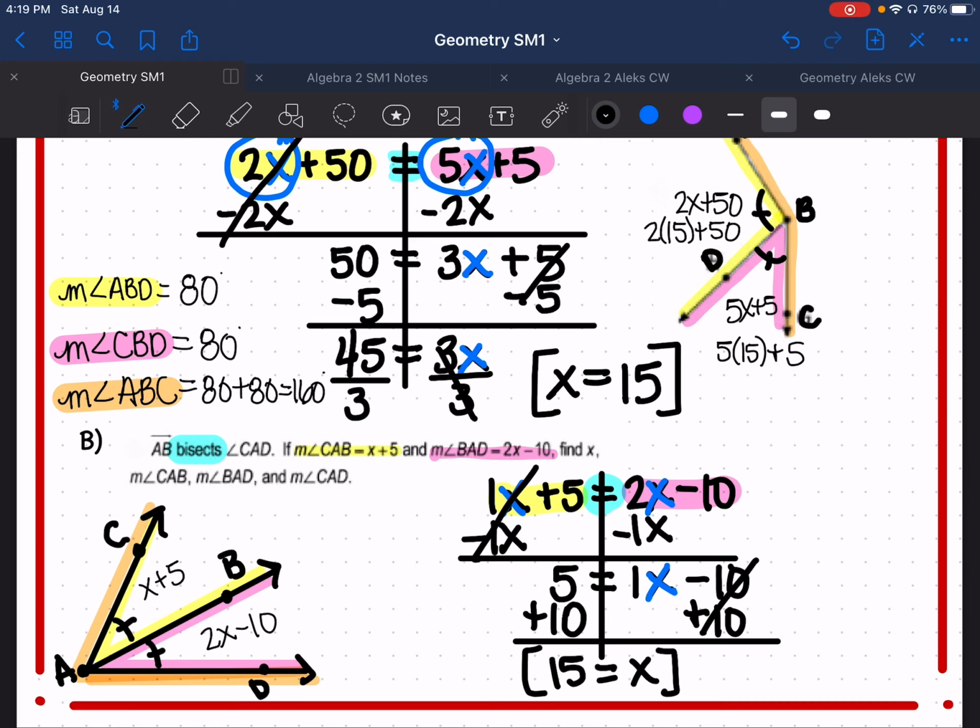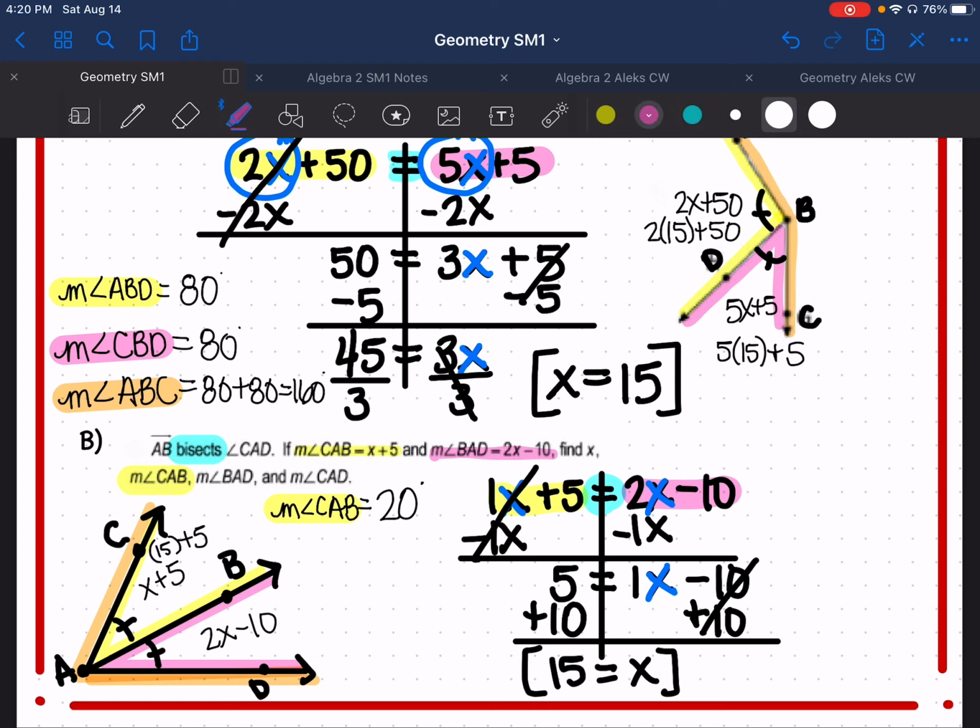Let's go ahead and plug it back in before my AirPods die. So the measure of angle CAB, this would be my yellow angle. I saw that from right here, and I also saw it from reading the picture. I'm simply going to say 15 plus 5. Do I need the parentheses? No. 20. Now when I plug it into the pink one, it better be 20 as well.